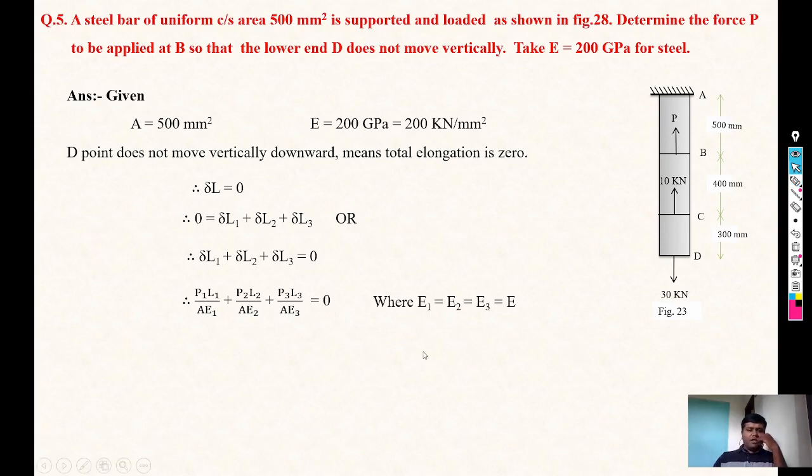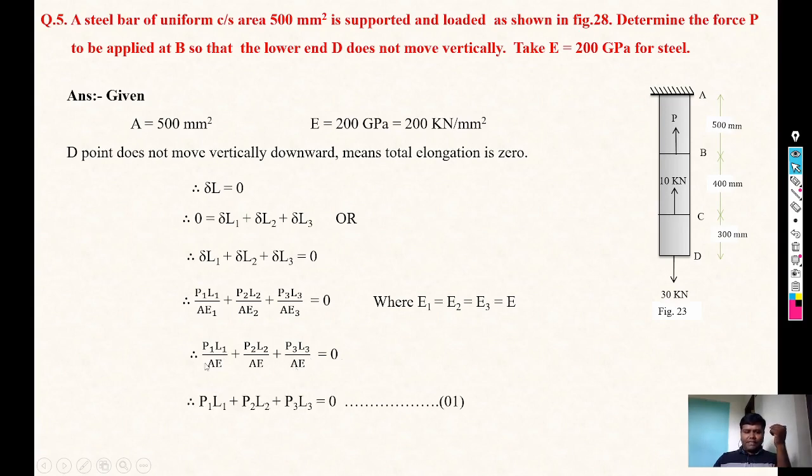Okay, where E1, E2, E3 are the same, so we can consider them as E. So P1 L1 plus P2 L2 plus P3 L3 equals 0. If you take that AE as common, so what will happen over here? So just take, as we discussed now, AE is common.